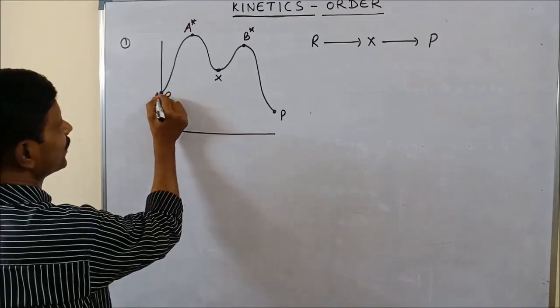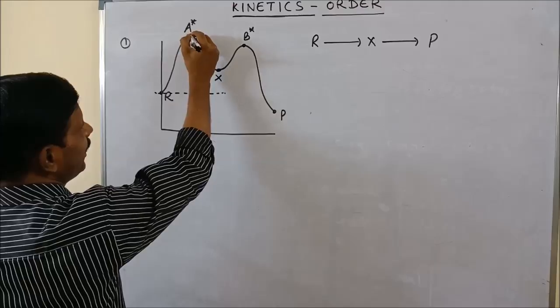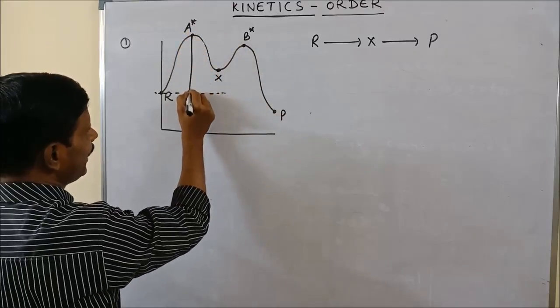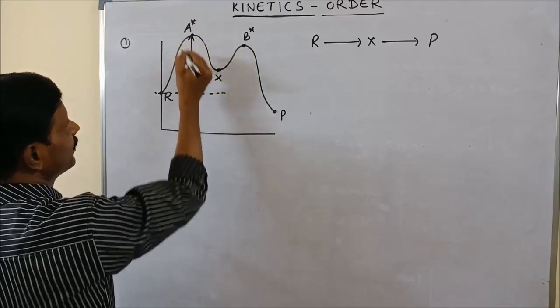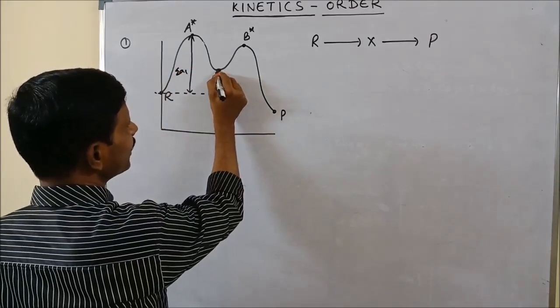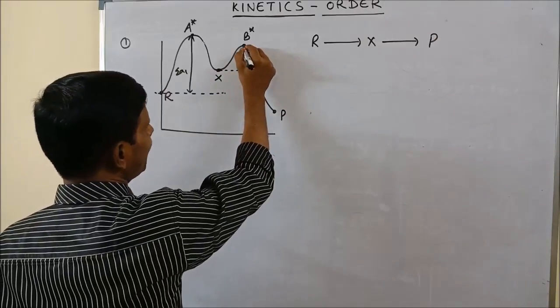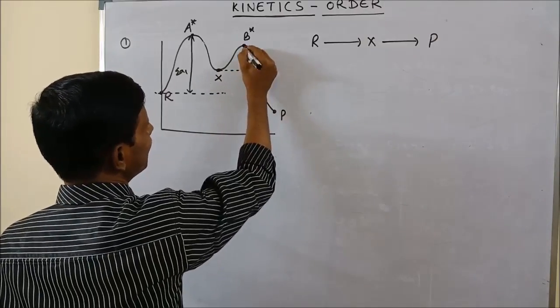For that, just observe the activation energy. This is the original energy of the reactant, and this represents the activation energy, Ea1. And here this is the intermediate, the original energy of the intermediate product, and this is the activation energy in the second step.